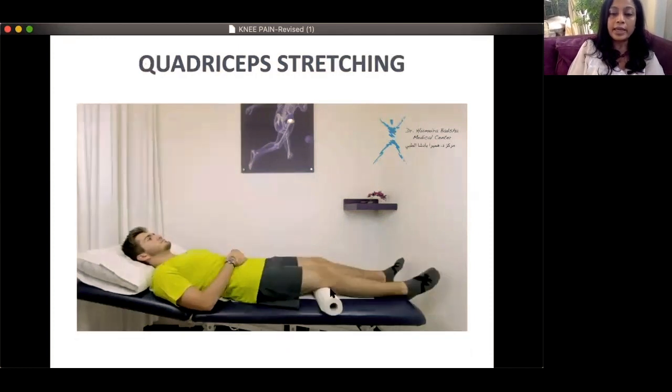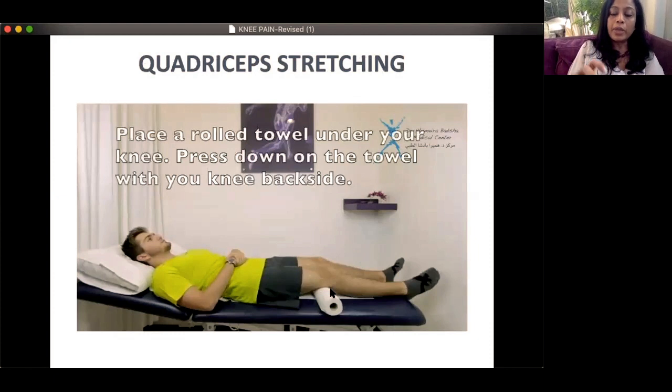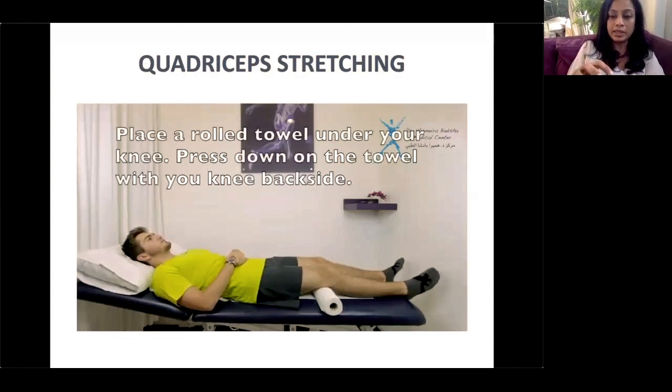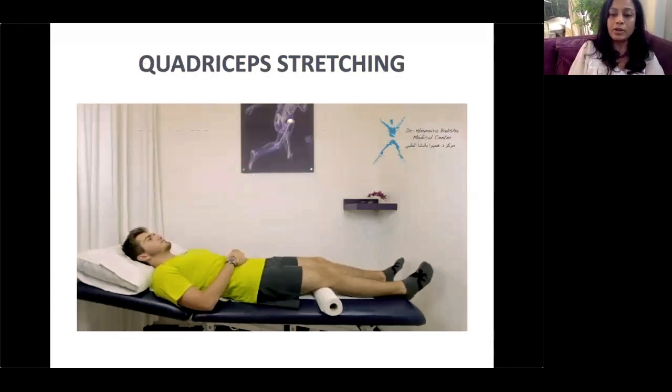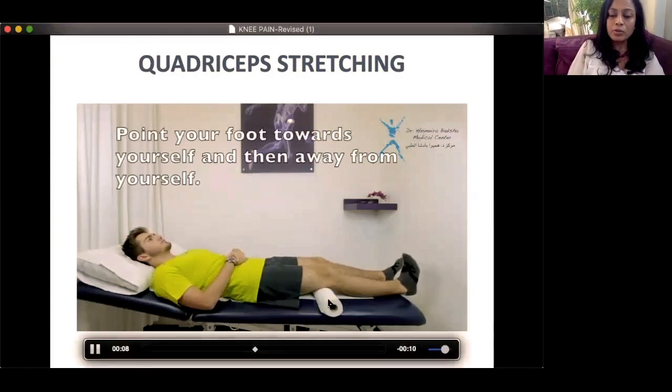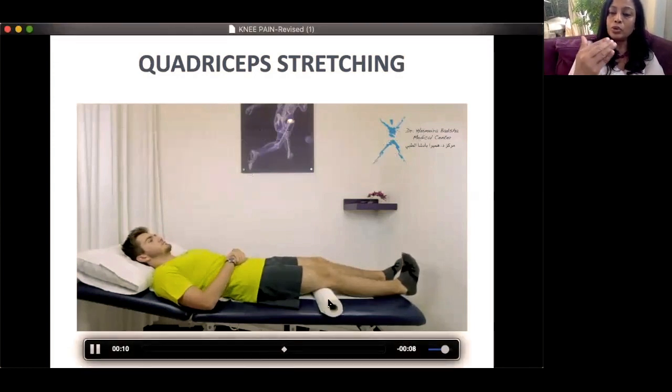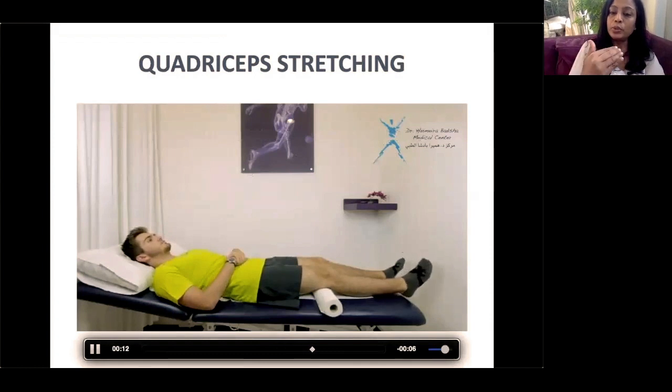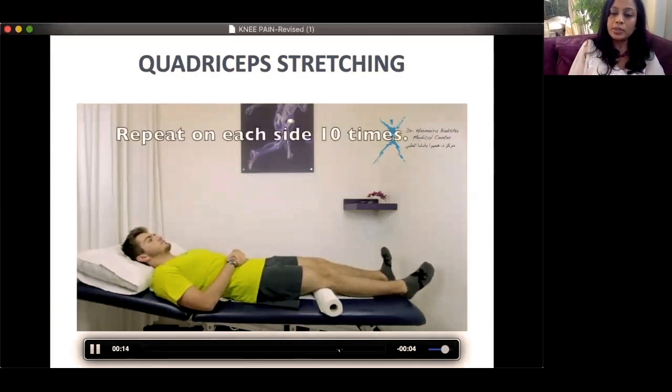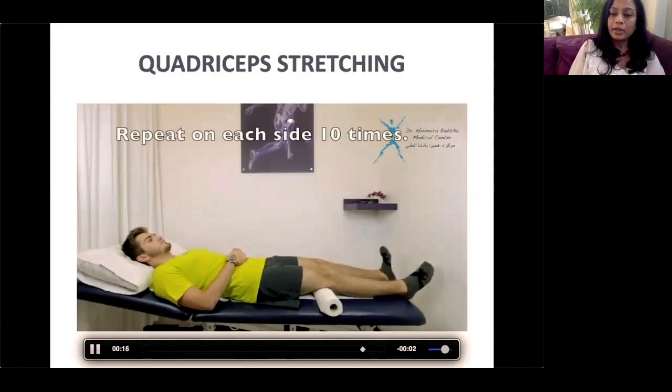Now, this is the second exercise where you have a rolled towel placed under the knee. Squeeze the muscle of the knee and press down into the towel, and bring your toe pointing towards your face. So this is how it's done. You first press down and then you bring your leg towards yourself. Repeat 10 times on each side.